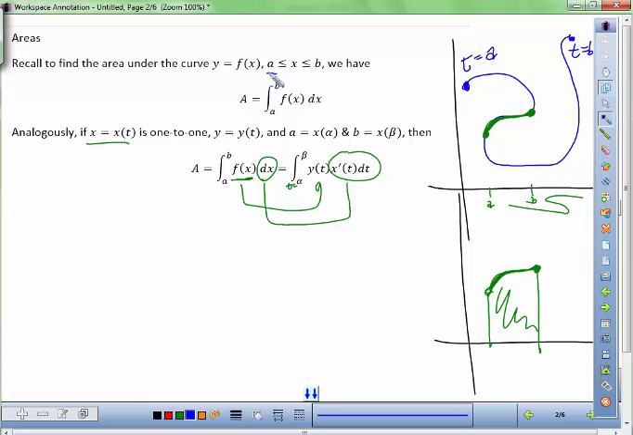So they make a restriction that A has to be less than B in your x-axis. And here they say x of alpha is equal to A and x of beta is equal to B. So our graph was being drawn backwards, and so we just have to throw a negative sign in front of that, I think.